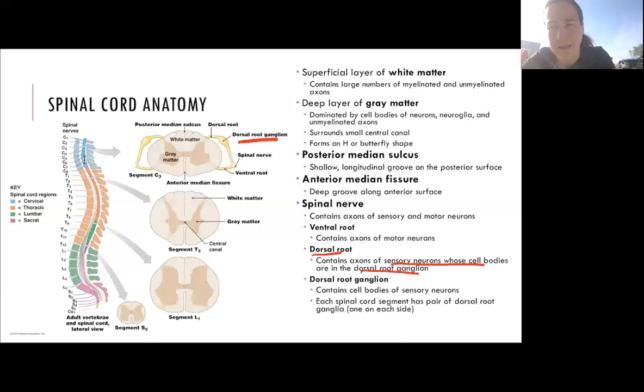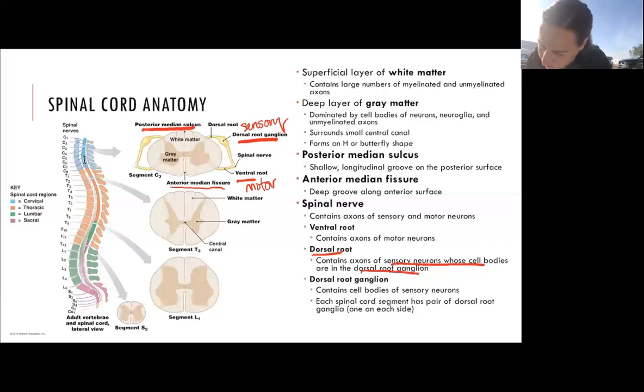It's going to be integrated in the central nervous system. We're going to process that information, decide what we want to do with it, and send a signal out. And that motor is going to go out the ventral side. So this is sensory, and this ventral side is motor. There is going to be a posterior median sulcus, PMS, on the posterior side. The anterior side is deeper, so it's called a fissure. This is the anterior median fissure.